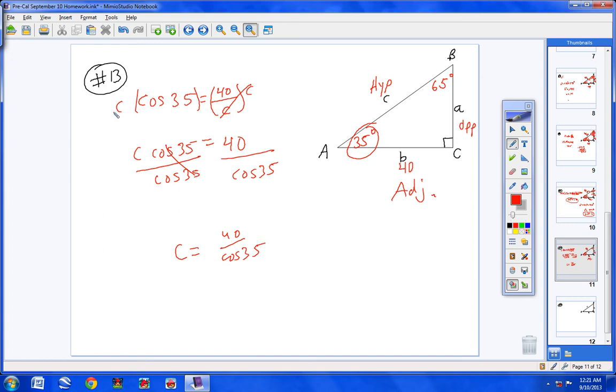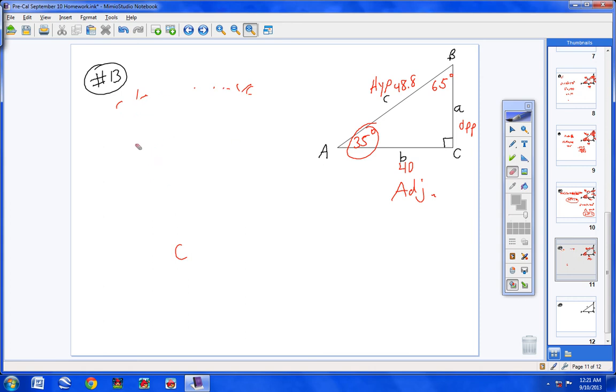Now, if you type that into your calculator correctly, what you want to type in is 40 divided by cosine 35, and you will get 48.8. So c equals 48.8, and so side c is 48.8. Now, we can use Pythagorean Theorem to find the last side. We'll do that really quickly here.